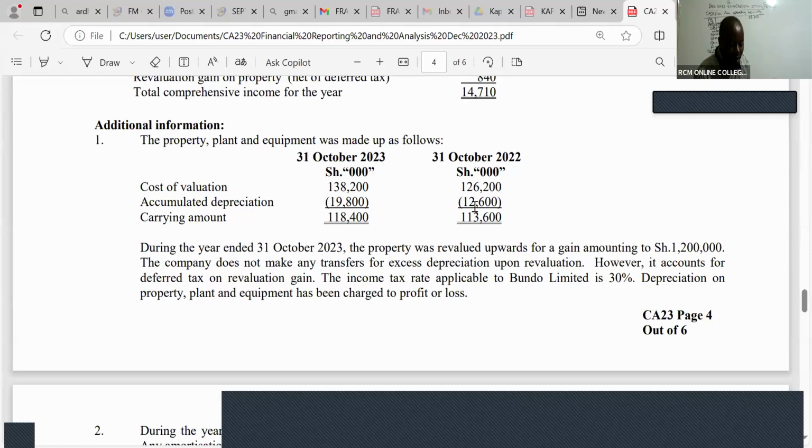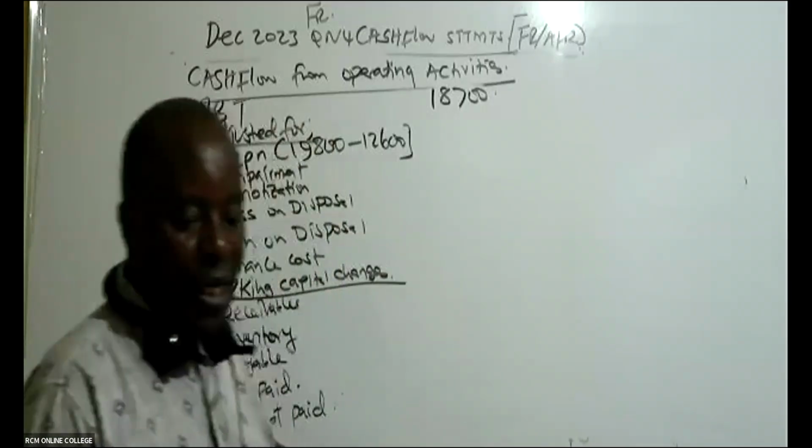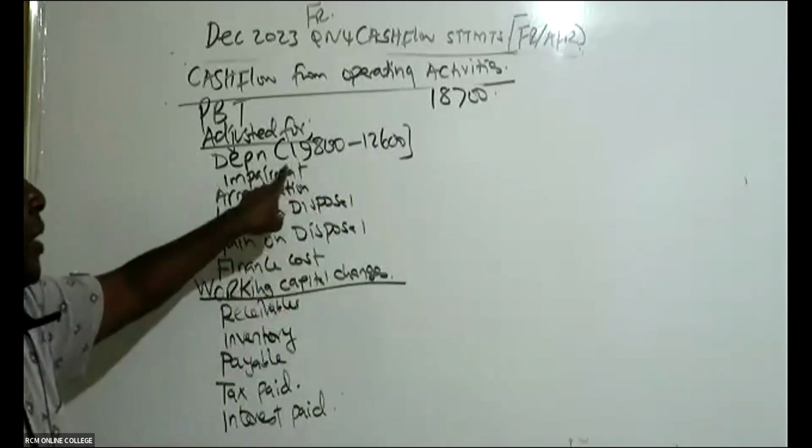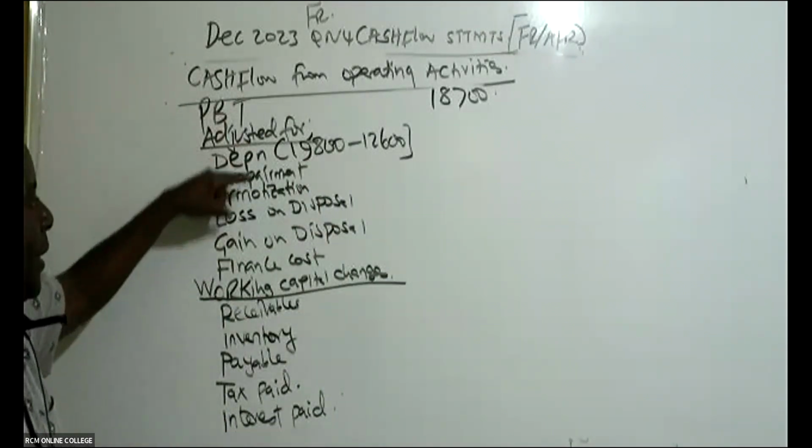And we can see that this depreciation grew to 19,800. The growth in this depreciation will be the depreciation for the current year. So the depreciation for the current year will be 19,800 minus 12,600. Because remember, the depreciation that I'm working with here should be the depreciation for the year. We're making yearly adjustments here.